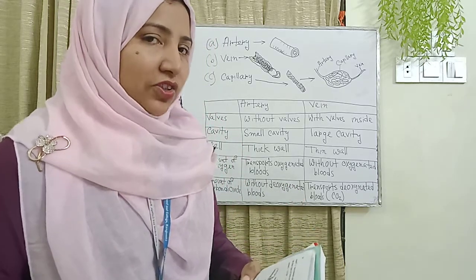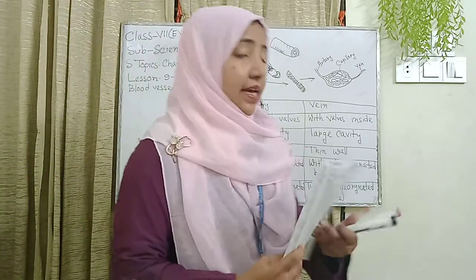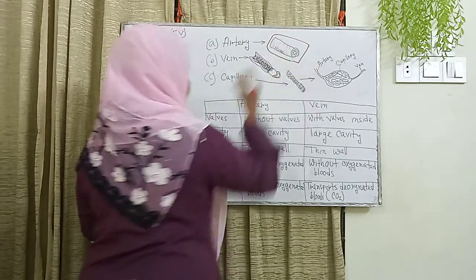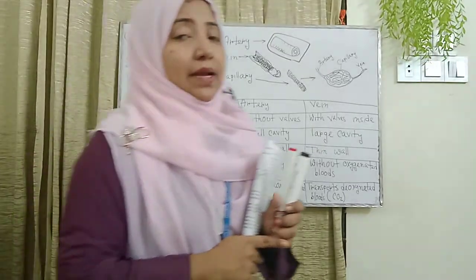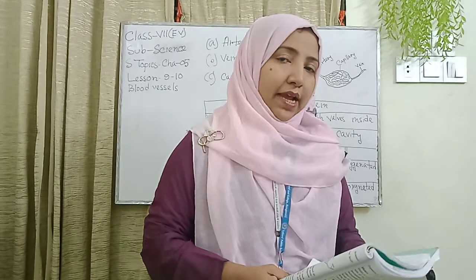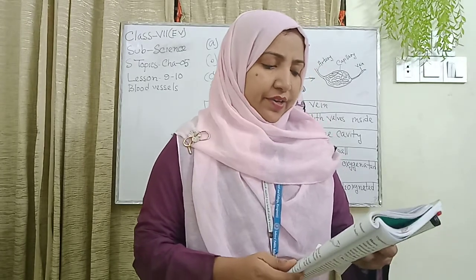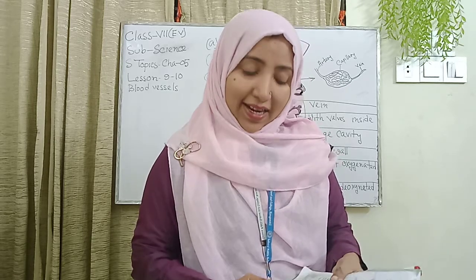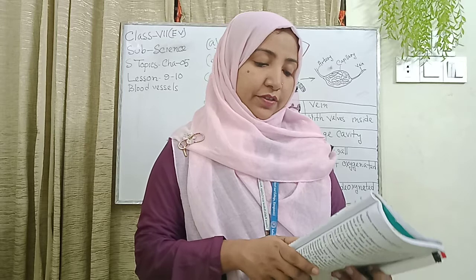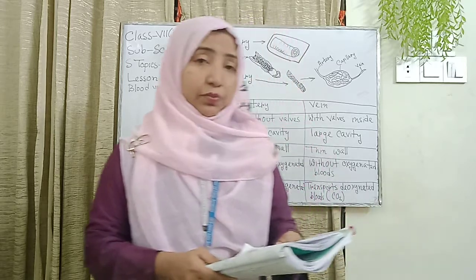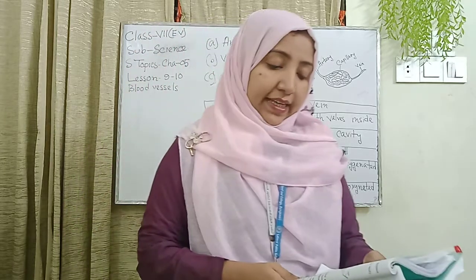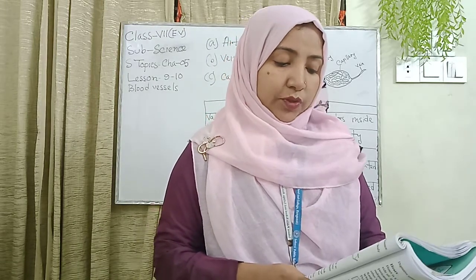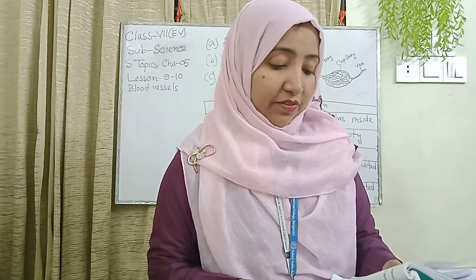Our first topic is the artery. Here I draw the artery. Please everyone see the books. Arteries are blood carrying vessels originating from the heart that carry blood to different parts of the body. They are placed at the inner side of the body. Their walls are thick with a small cavity and without any valve.